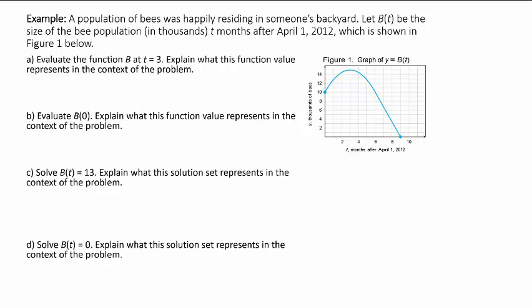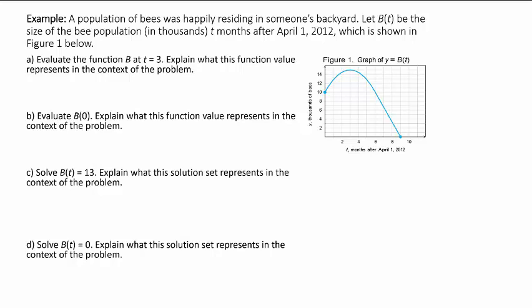In this video, we'll look at a graphical representation of a function. For this example, we've got a population of bees happily residing in someone's backyard. Let B of t be the size of the bee population in thousands, t months after April 1st, 2012, which is shown in this figure 1. Evaluate the function b at t equals 3. Explain what the function value represents in the context of the problem.